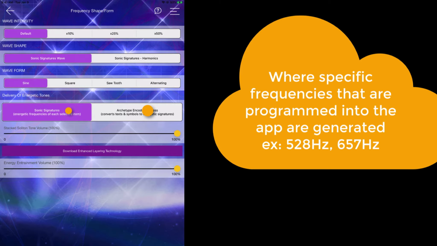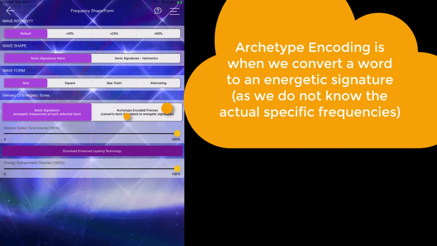However, as an example, when you are creating a library and you do not have the specific frequency and you are basically just entering in the word, and then we take that word, we convert that word to an energetic signature, that is known as the archetype encoding process. And within this module, we will actually send you a link where you can read about the archetype encoding process.